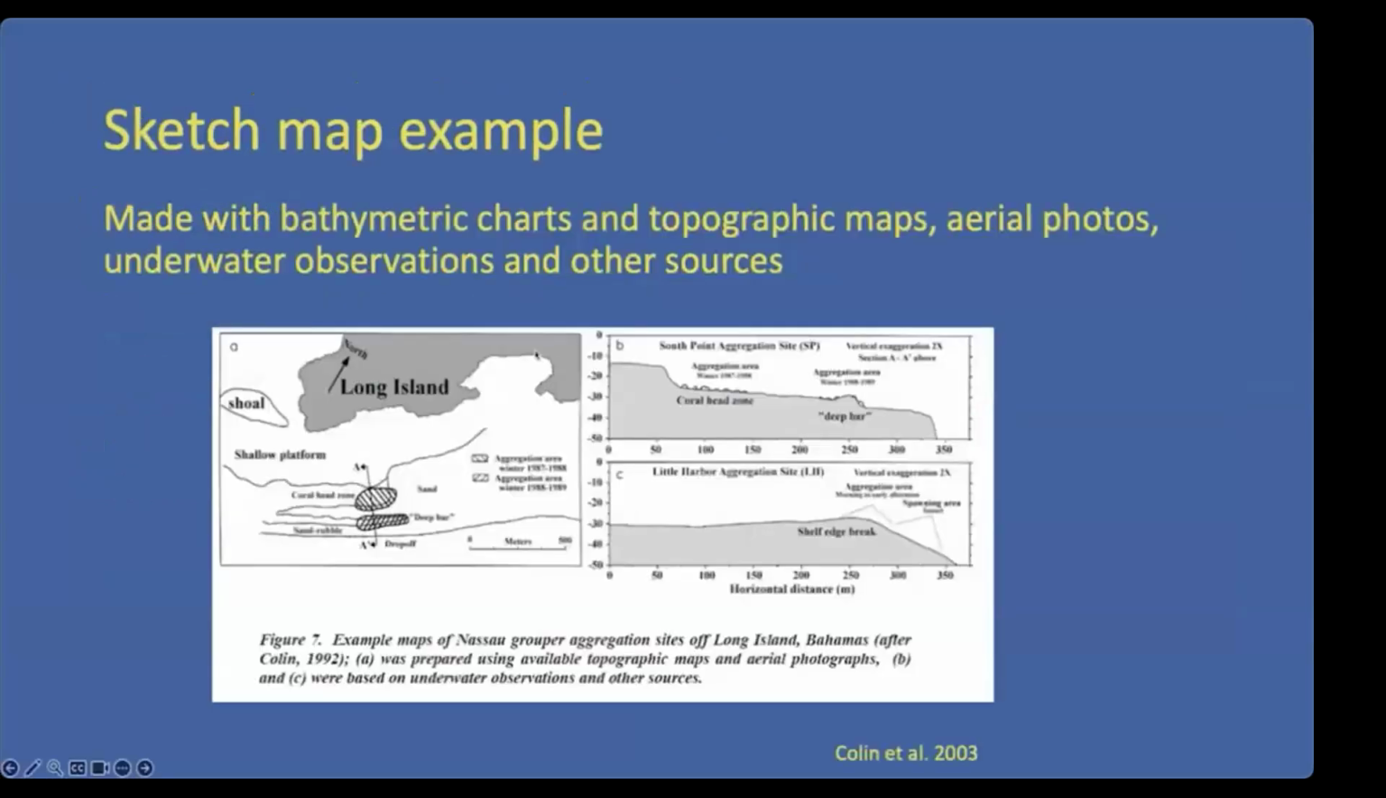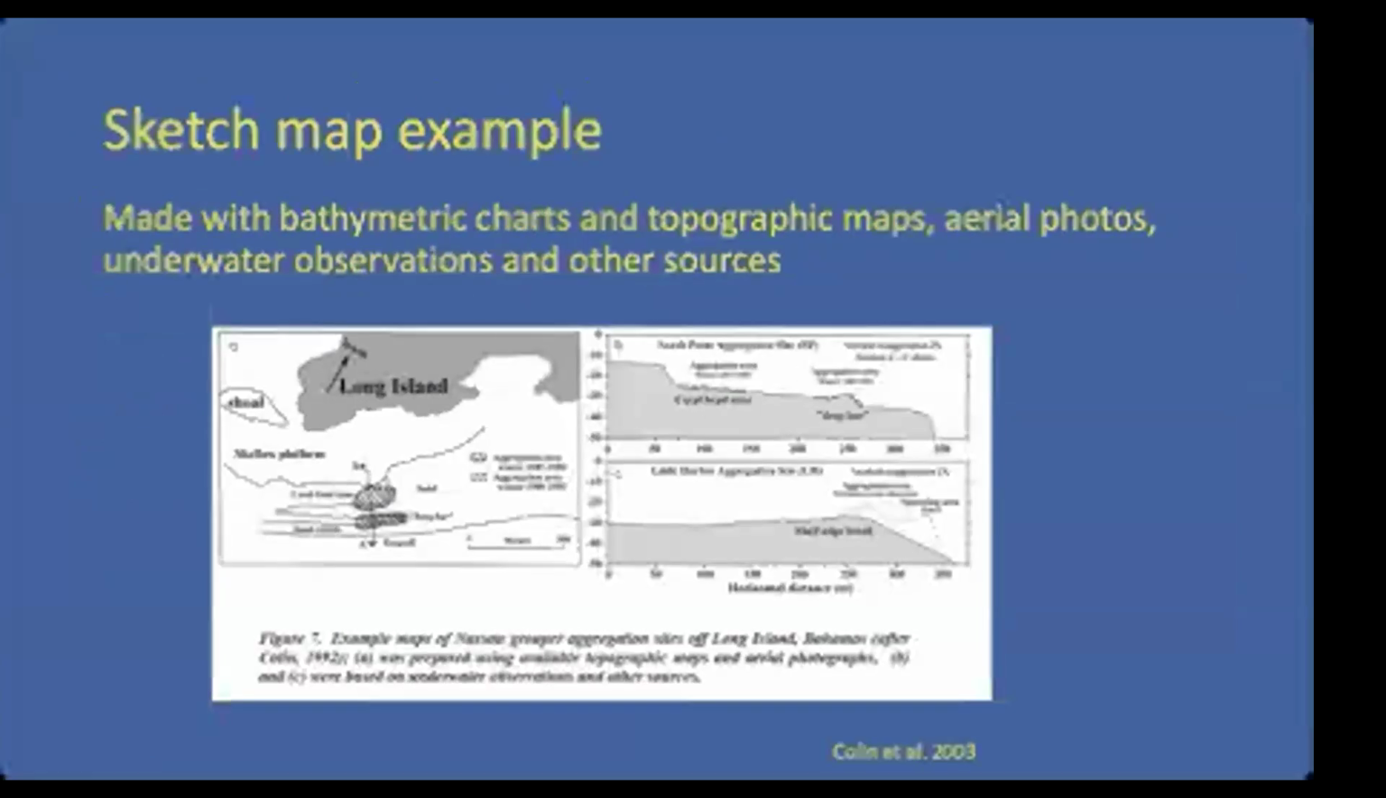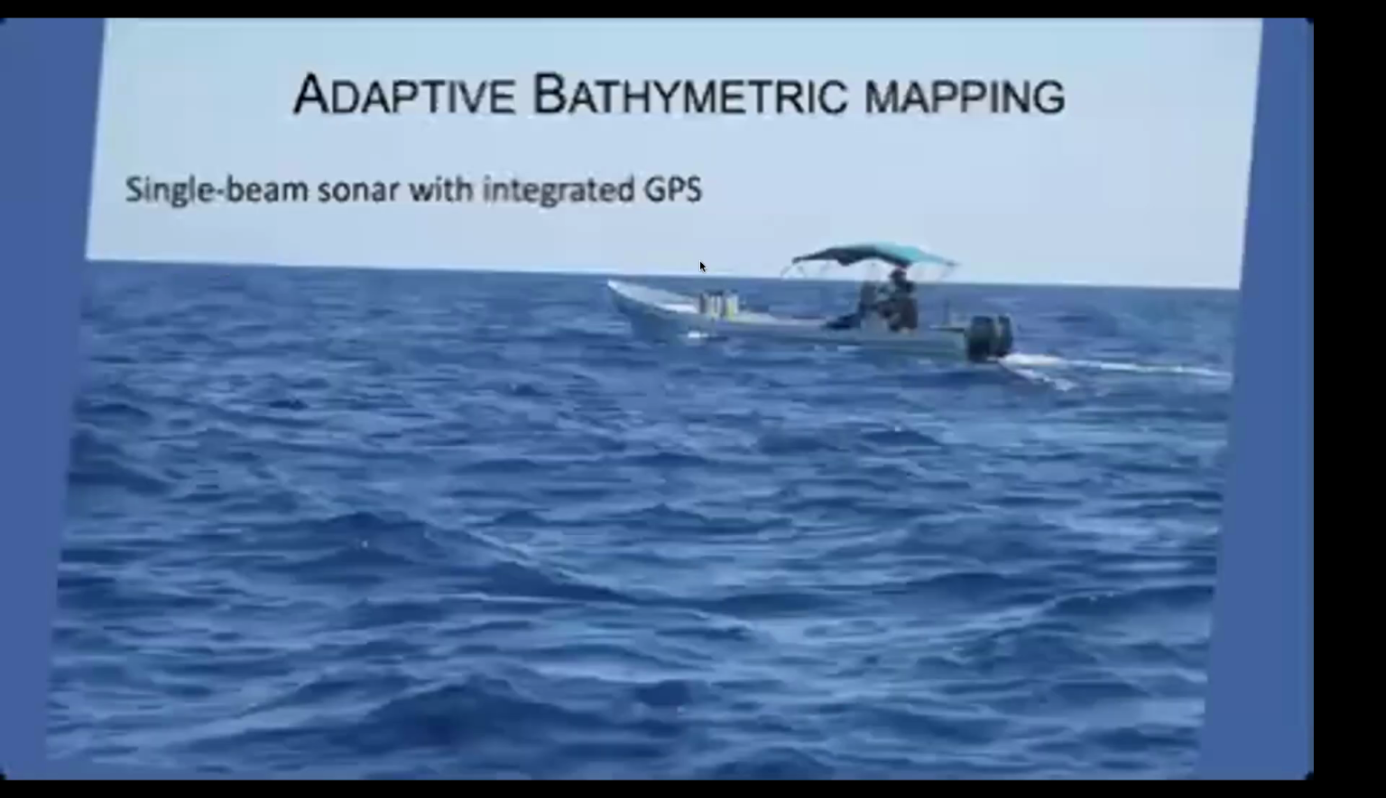Here's a sketch map that Pat Collin made back in the early 90s of a Nassau aggregation site, showing the relationship between the aggregation site, some benthic habitat, and the shelf edge in 2 consecutive years, different places. This map of another site shows the dynamic whereby the aggregation was up at the break in the afternoon, but at the time of spawning, the aggregation had moved into deeper water further offshore. Very simple, very valuable, very powerful.